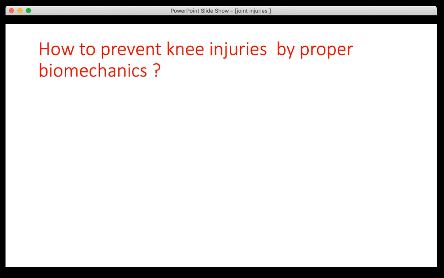Now, the next slide will tell you how you can prevent these knee joint injuries by using proper biomechanics, by strengthening your muscles. The first one is that a proper warm up should always be there. When you are doing training, do the proper warm up. When you are starting playing, do the proper warm up. Proper warm up is a very basic thing you should always do.